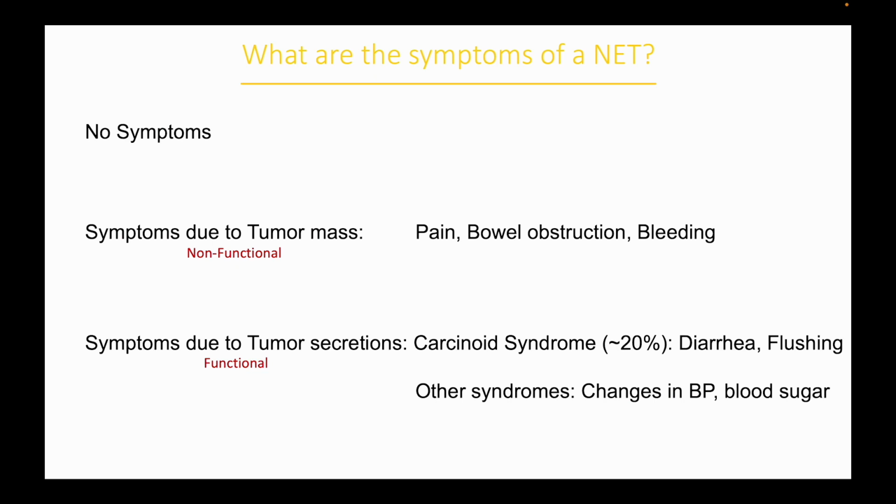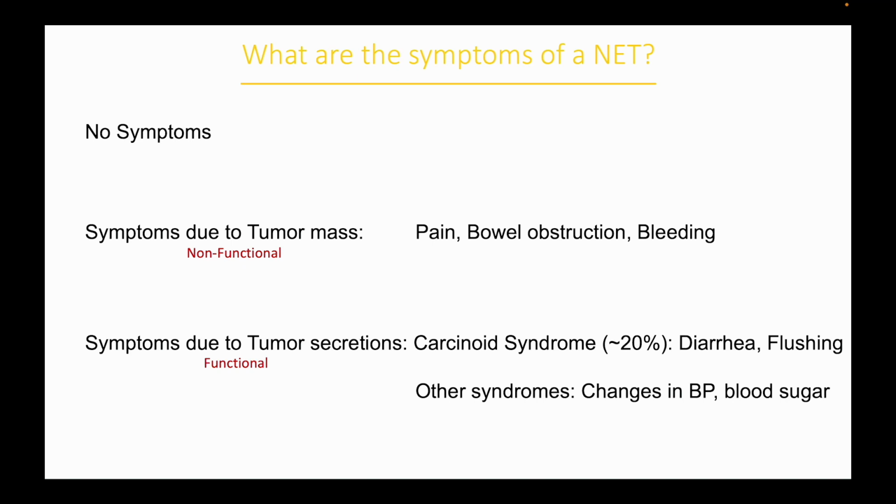What are the symptoms of a neuroendocrine tumor? Well, we can have no symptoms at all. That's the people who have had their colonoscopy because they turned 50 years old and found a tumor. We can have a group who have symptoms due to the mass of the tumor, due to a mass in their bowel which is causing pain, or bowel obstruction or bleeding, or due to a mass in their lung which is causing coughing and bleeding.